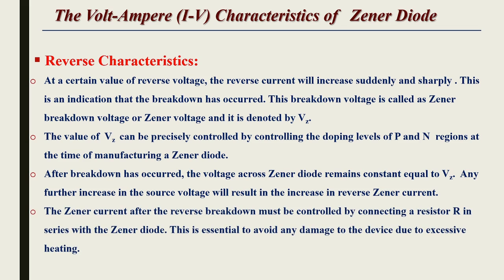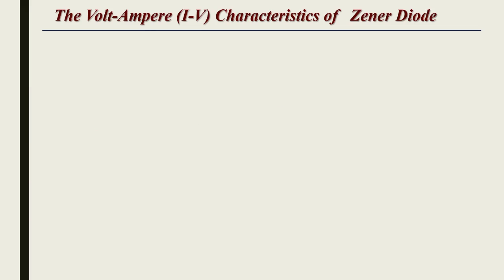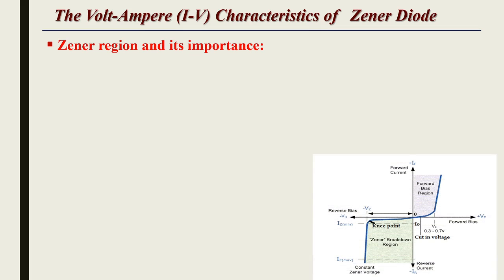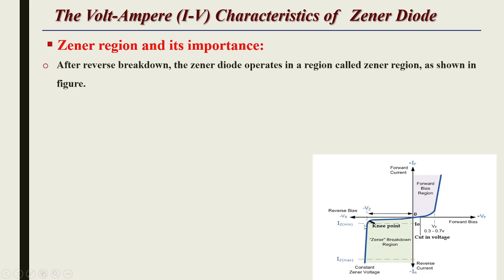The Zener current after the reverse breakdown must be controlled by connecting a series resistor R in series with the Zener diode, and this is essential to avoid any damage to the device due to excessive heating. So here is the Zener region and it's important. This is the Zener region between the Iz min and Iz max, and this occurs after the breakdown.